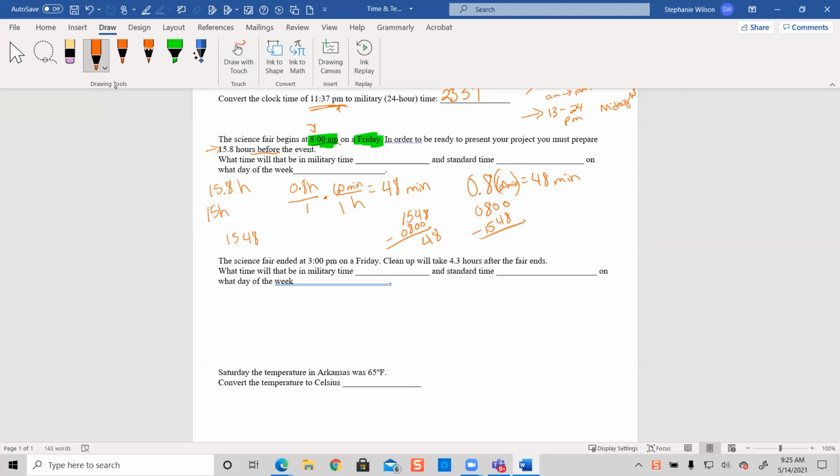5 minus 8, oh, I can't do that. So I have to borrow from this one, and I make that a 15. So 15 minus 8 is 7, right? So now what do I have? I have 0748. That 07 tells me it's AM, 7:48 AM, right? And okay, so standard time.